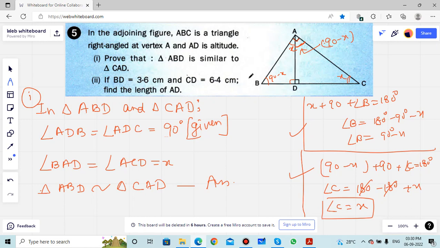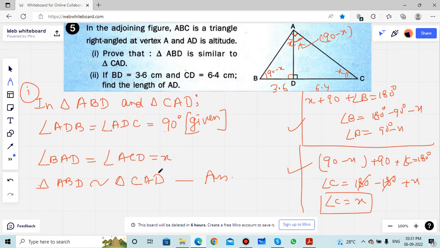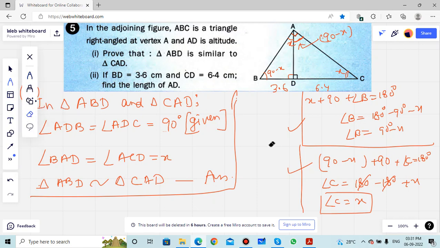Second is BD is 3.6. I'll mark it here, 3.6. The CD is 6.4. I did here 6.4. Now see, if the two triangles are similar, then the corresponding sides must be proportional. So which are the corresponding sides? Let's see that. I'll write it here so that everything is visible to you.